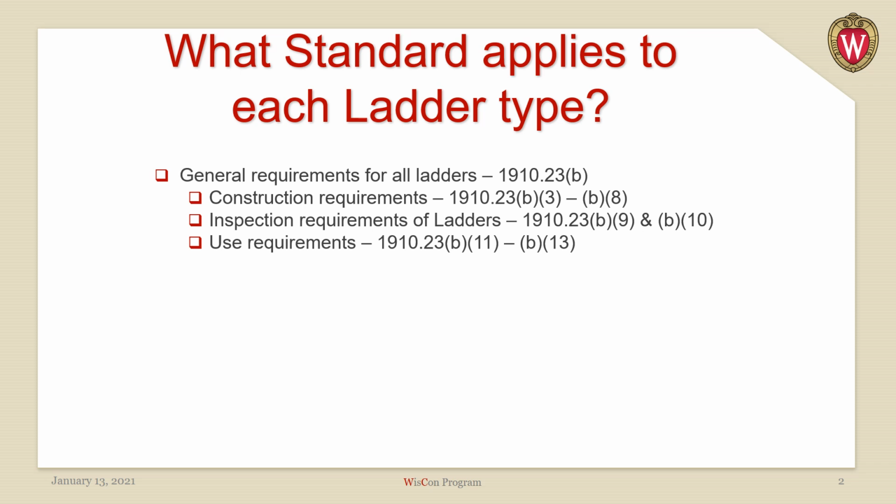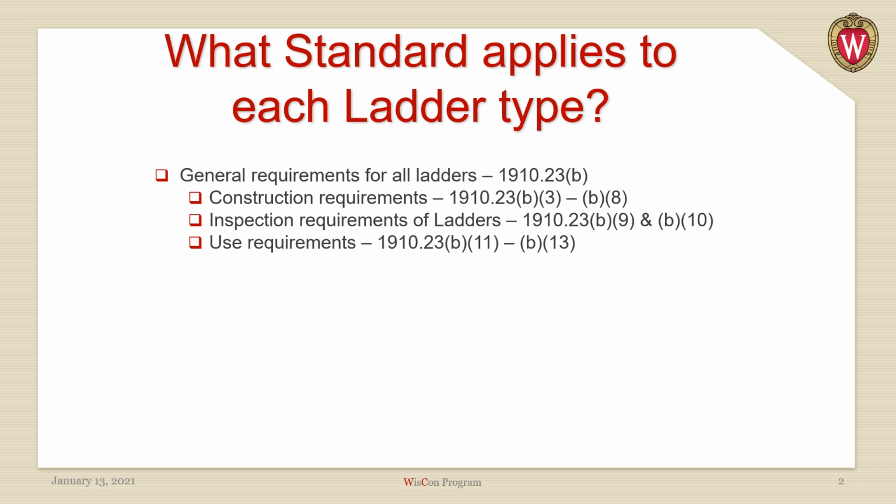Breaking it out even further, you're going to find the construction requirements for all ladders in 1910.23 subparagraphs B3 through B8. And that's going to run through everything from fixed ladders to portable ladders to step stools, anything you can think of in regards to ladders and what their general requirements are.